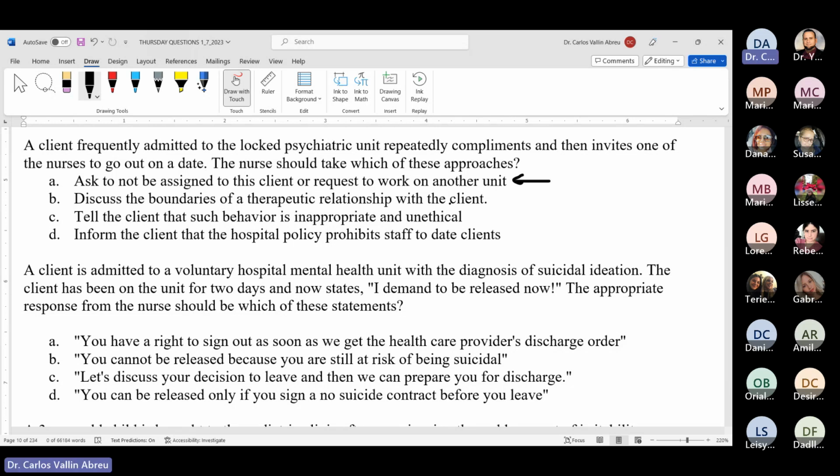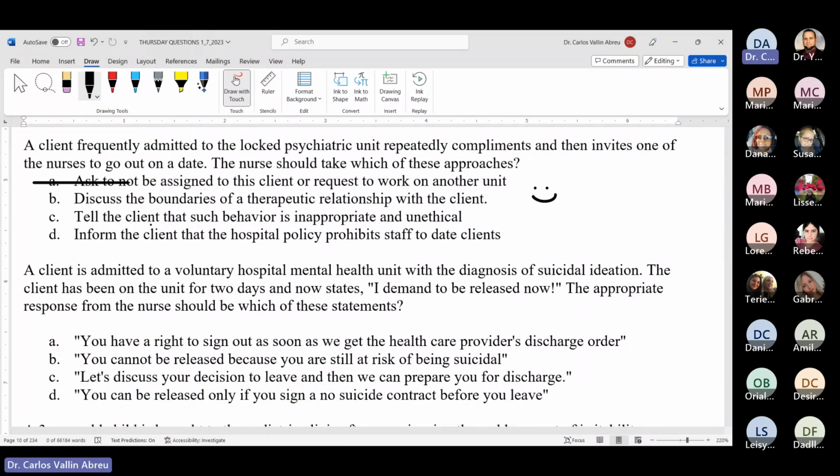No, Professor. No, this is not enough reason. So there are situations in which you could request a change of assignment, but this is not a justification. Okay, so we rule out this. Next: discuss the boundaries of a therapeutic relation with the client. So talk to the client and explain what is a nurse-client therapeutic relationship and what are the limits.